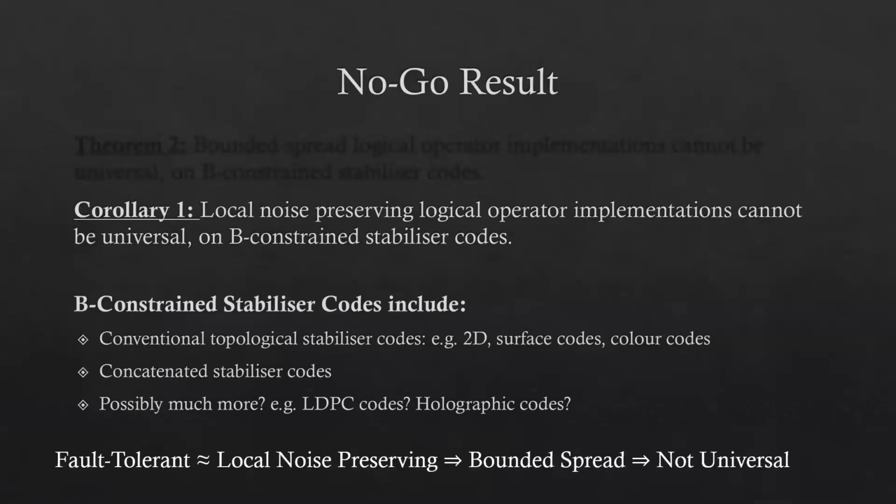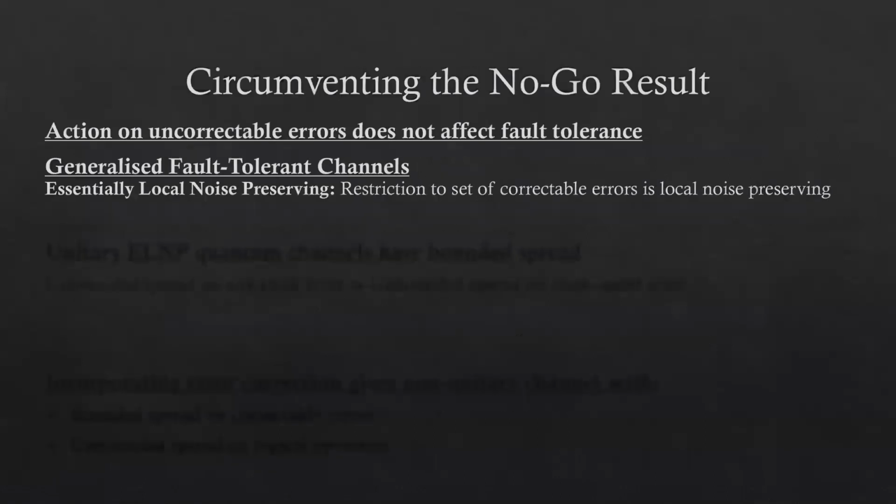In summary then, the logic of our no-go result is as follows. We associate fault-tolerant quantum channels with the general notion of local noise-preserving quantum channels, and show that such quantum channels necessarily have bounded spread of errors, which implies that they cannot be universal in a large class of standard error-correcting stabilizer codes. Understanding this no-go result points the way for us to understand how it can be circumvented, giving us a general framework for allowing such no-go results to be circumvented, pointing the way to general design of universal fault-tolerant architectures.